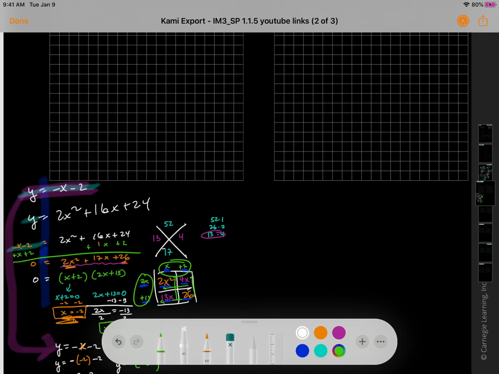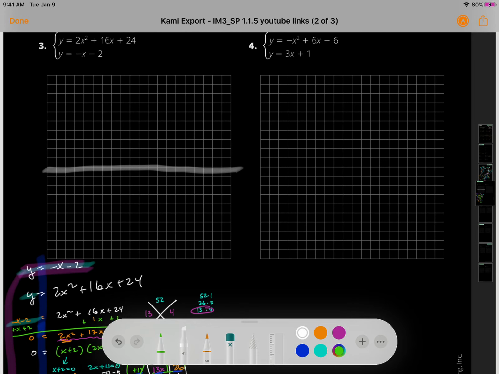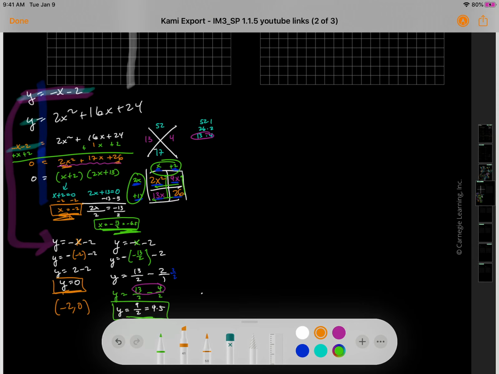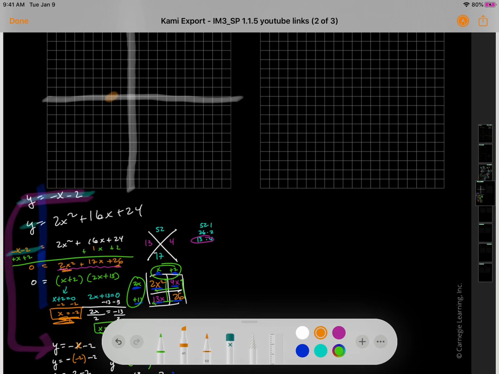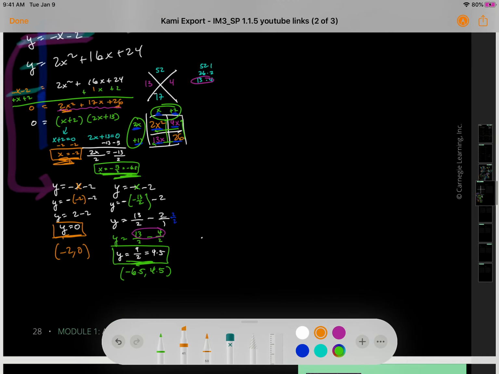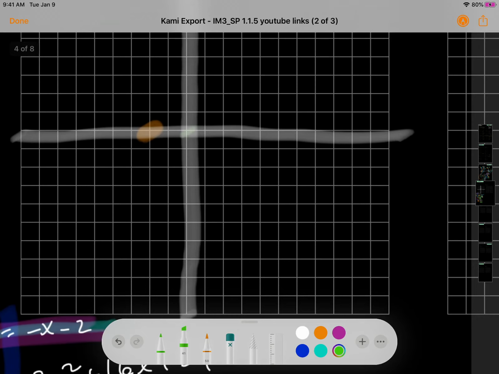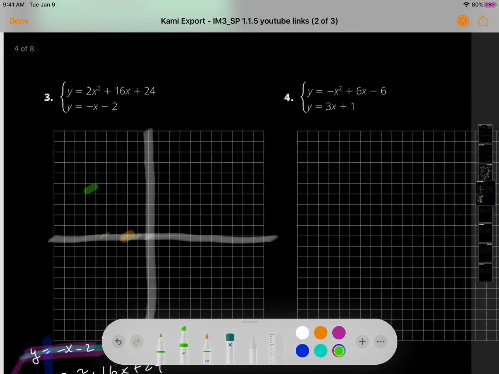Let's go up here. And the orange one was negative 2, 0. So I already know my graphs are going to intersect there. And the green one, negative 6.5, 4.5. Negative 6.5. 1, 2, 3, 4, 5, 6. Negative 6 and 4.5. So somewhere around here, okay? Alright, let's graph these now.